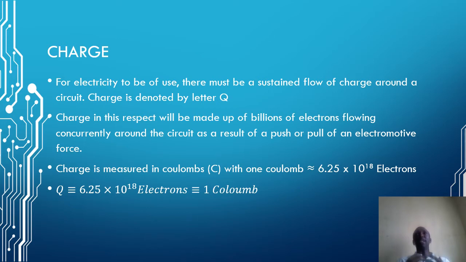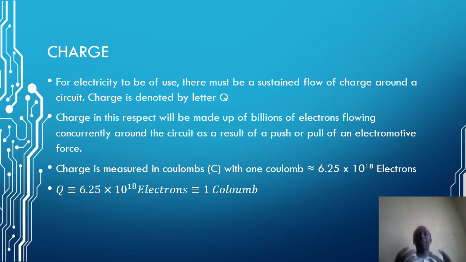Moving on, now that we've looked at electrons: when a single electron moves, its capacity of being made to do some useful job is very, very small. So we always look at the flow of electrons in a much larger quantity. We always talk about charge. Now, for electricity to be of any use, we have to have a substantial flow of charge around a circuit, and charge is denoted by the letter Q.